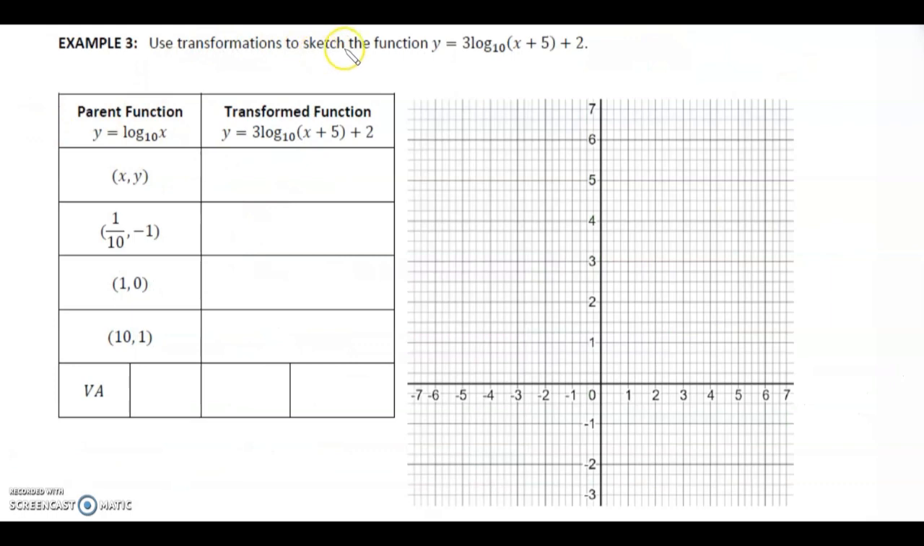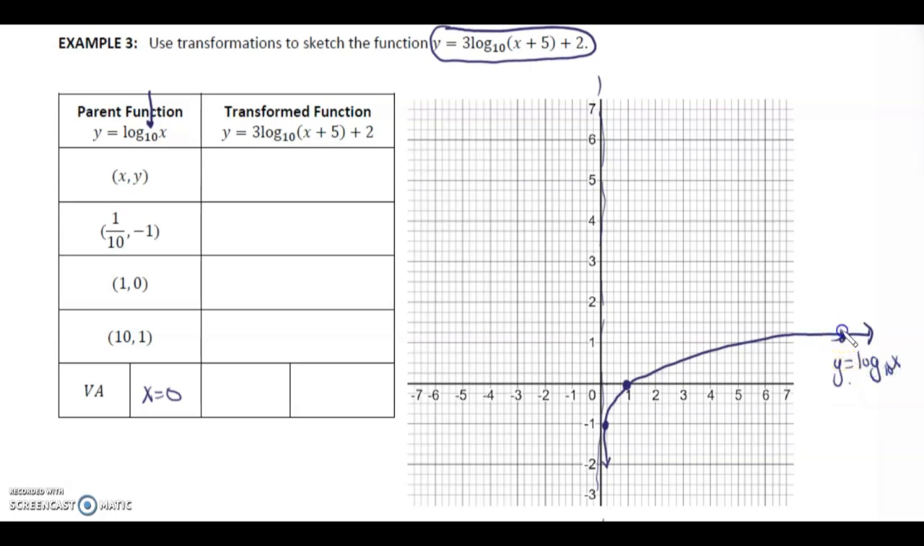Example 3, use transformations to sketch this function. y equals 3 log base 10 x plus 5, plus 2. Again, this 10 is not a transformation, that is part of the parent function. So this is already taken into account when we graph these initial three values from our parent function. So our vertical asymptote is going to be x equals 0. I'll just graph the original. So we're going to go 1 tenth and negative 1, 1 and 0, and 10 and 1, which is going to be way over here. The question doesn't actually call for us to graph the original, but I just wanted to throw it in there so we continuously get an appreciation of what the log function looks like.